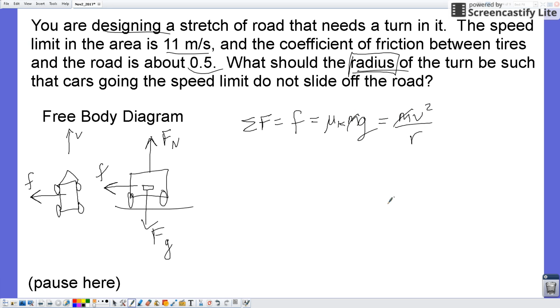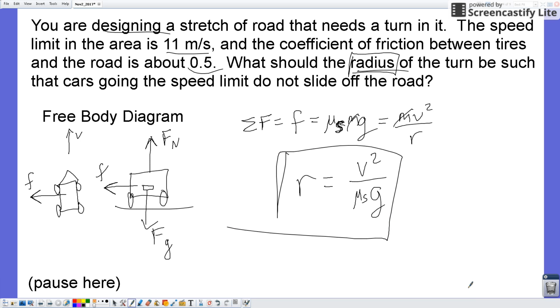M's cancel. Solve for r. All right, I'm going to multiply r over there. I'm going to divide all the stuff over there. I'm going to be v squared over mu s g. Technically, sorry, I wrote a k there, but it's an s. Ta-da! All right, next torture device. I mean example problem.